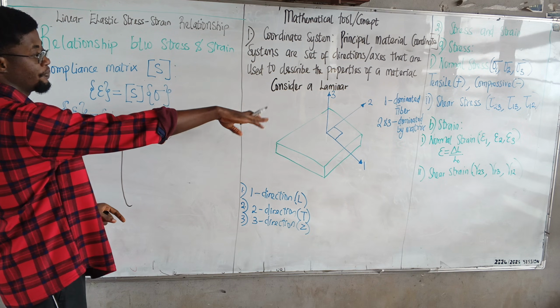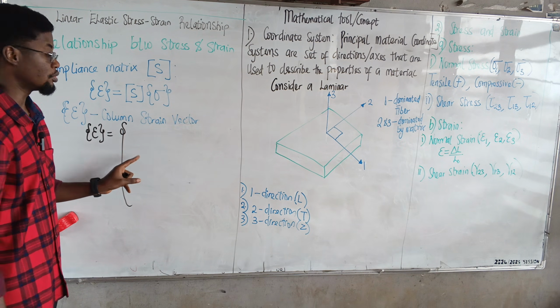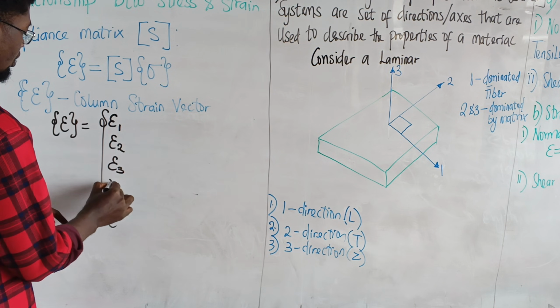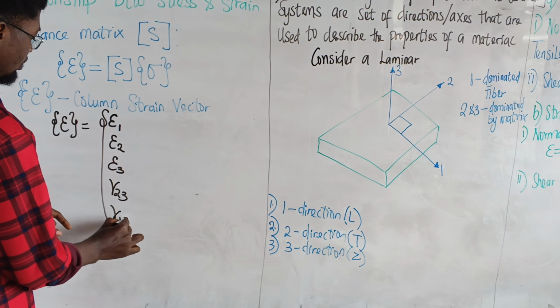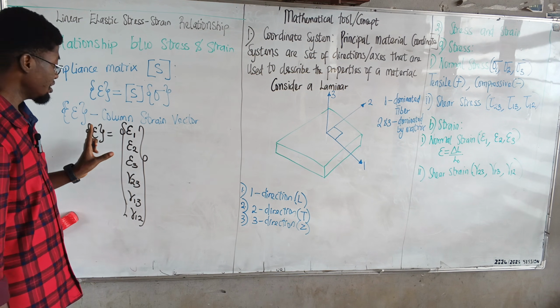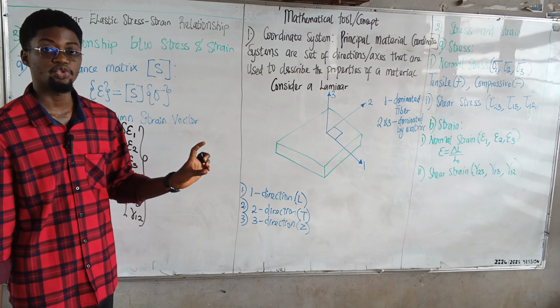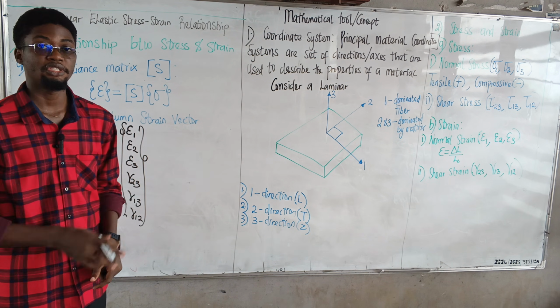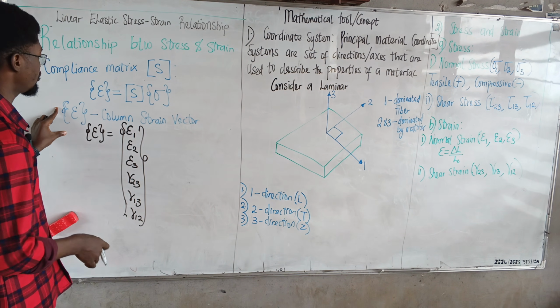I have to write the two classes of strain that we have on the board. So that will be what? Epsilon 1, epsilon 2, epsilon 3, gamma 2 3, gamma 1 3, and gamma 1 2. So this is for strain. So anytime in this topic that we are referring to strain and we write it in this format, it's simply everything that you are seeing here written in full. So that is what strain stands for.